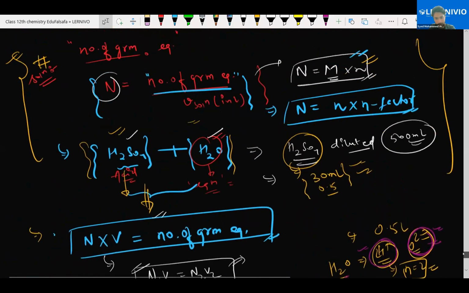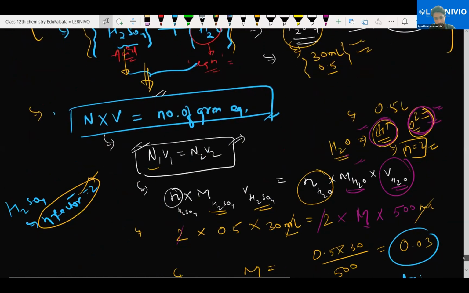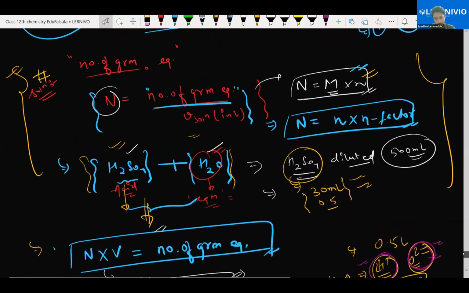Sir, this N into V is equal to the number of gram equivalent. Which formula is this? What is the name of this formula? N equals number of gram equivalent divided by the volume of solution. This formula, right? Yes, this is the formula of normality.